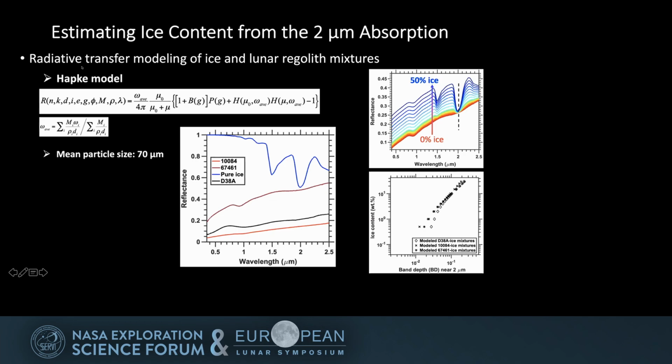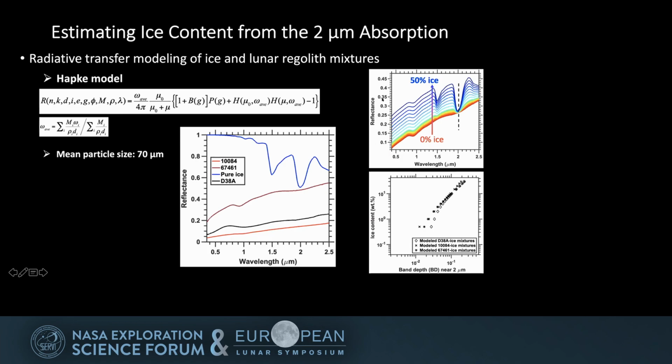First, we use radiative transfer modeling to mix the ice and the regolith intimately, and we use the Hapke model and assume the particle size is the mean particle size measured from Apollo samples. And in this plot, I'm showing the end members. The blue line is the pure ice, and the dark red line is the Apollo 16 sample, and also a lunar analog sample, more glass, and also the Apollo 11 sample.